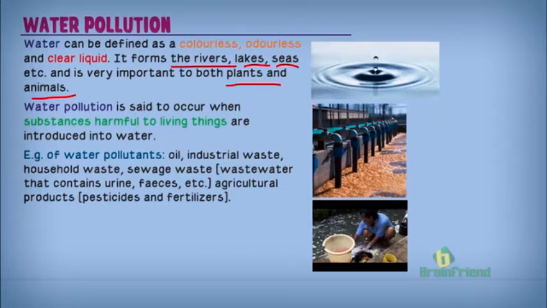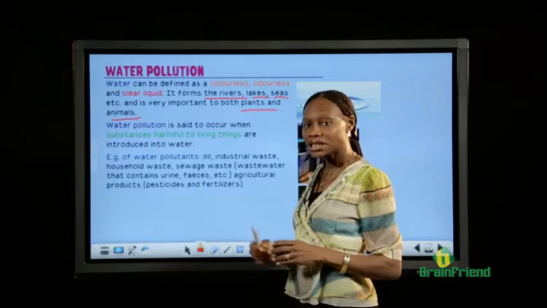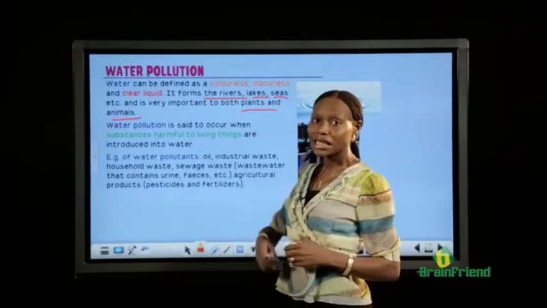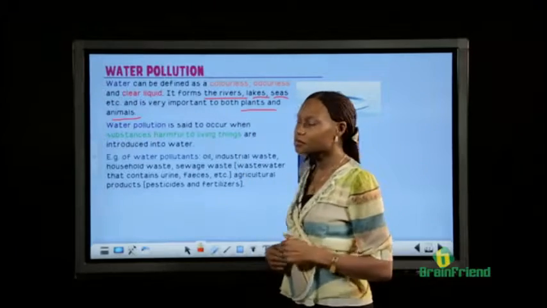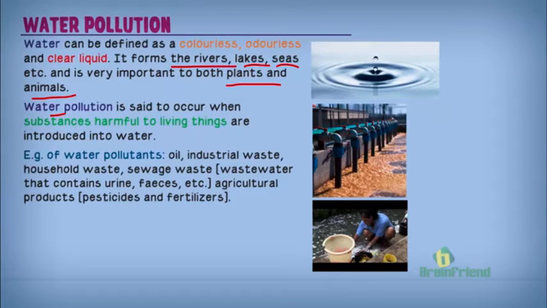How about plants? Remember that if you do not water a seed sown in the ground, it will never germinate because the plant needs water to grow. Even when it's grown, it still uses water. So water is very important to both plants and animals. Now, what is water pollution? Water pollution is the introduction of harmful substances into water, substances that are harmful to living things. Examples of water pollutants: oil, industrial waste, household waste, sewage, etc.